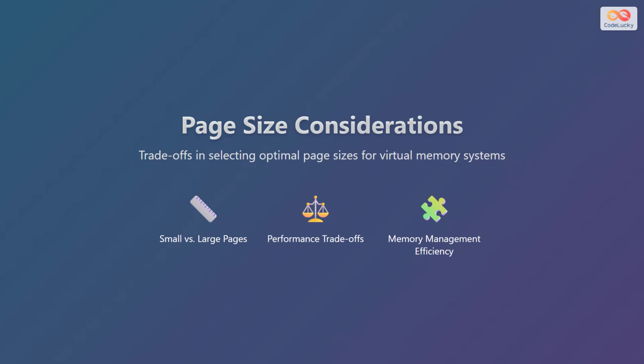Let's explore the important topic of page size considerations in virtual memory systems. This is about understanding the trade-offs involved in selecting the right page sizes. We will discuss how different page sizes, whether small or large, affect the performance and efficiency of memory management in our computers. We will cover three main areas: the comparison between small and large pages, the performance trade-offs that come with each size, and how these sizes influence memory management efficiency.